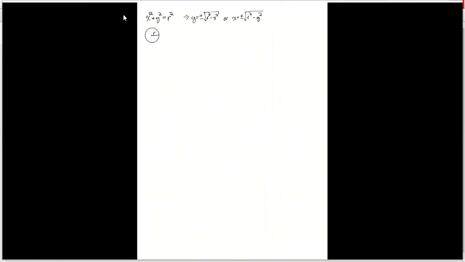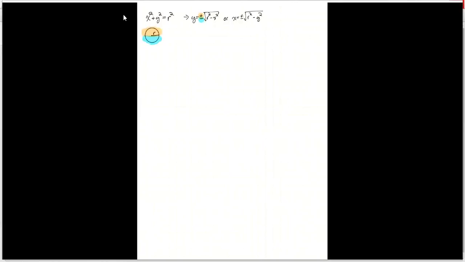Well, if we look at this first equation, we've got a plus here and a minus here. What does the plus represent and what does the minus represent on this circle? Well, if we go back to our circle, this minus is only going to be talking about the lower half of this circle. And this is only going to be talking about the top half of the circle.